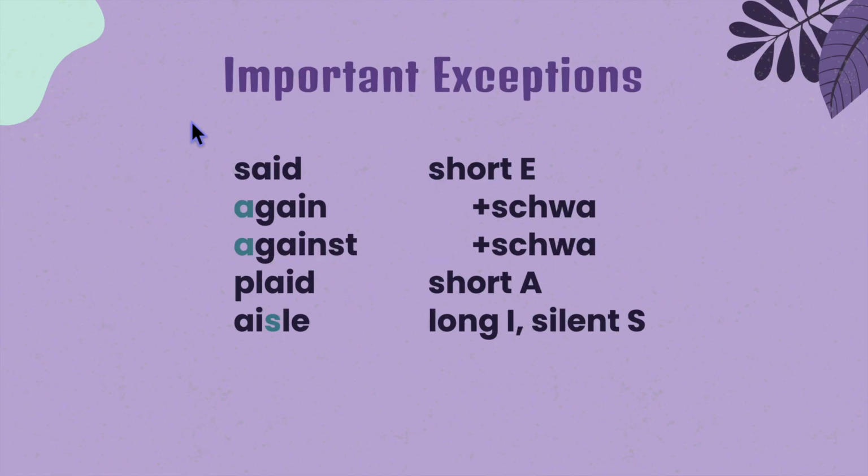Here are some important exceptions. In these three words, AI has the short E sound, so this is said. In both of these words, the AI has the short E sound, and the A at the beginning will schwa. So we have again and against. In this word, AI has a short A sound, plaid. Here, AI has a long I sound and the S is silent. Aisle. This E does not change the sound of anything. It's just here because every written syllable in English needs a vowel.